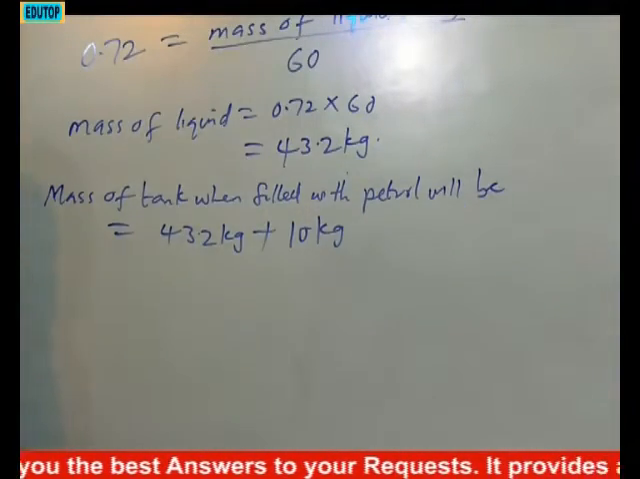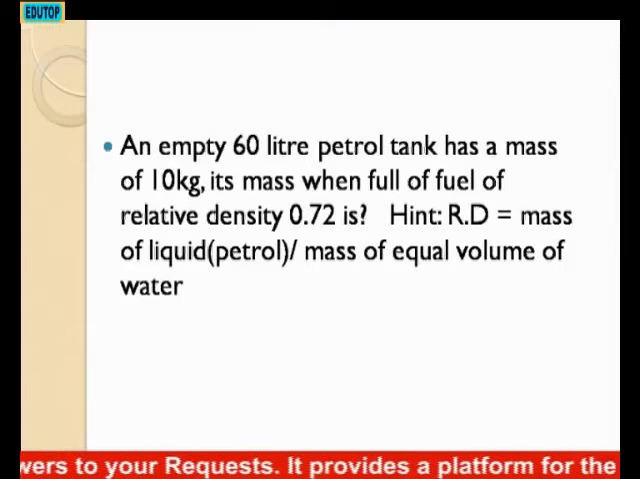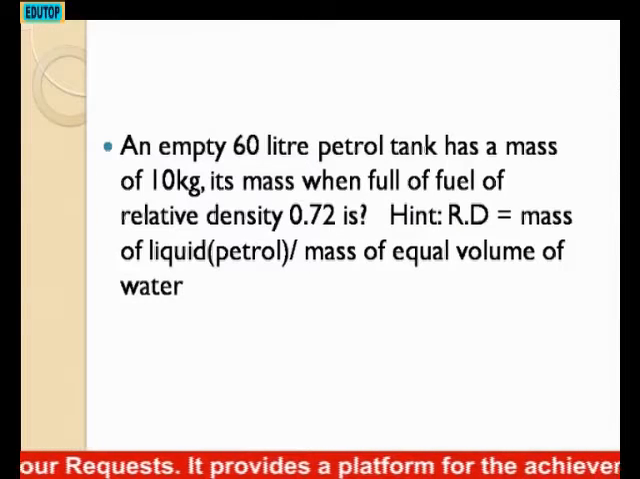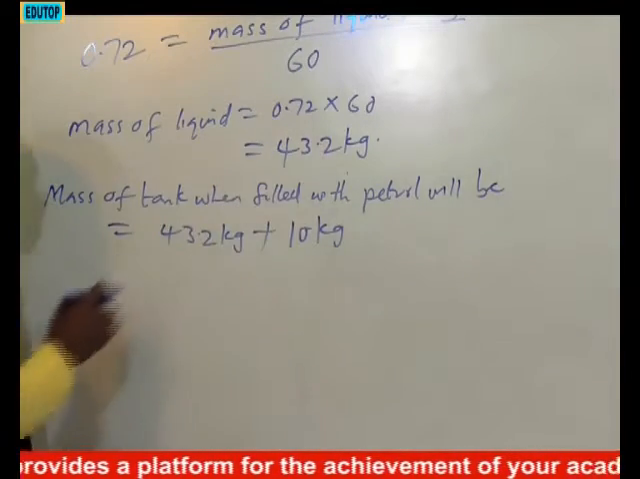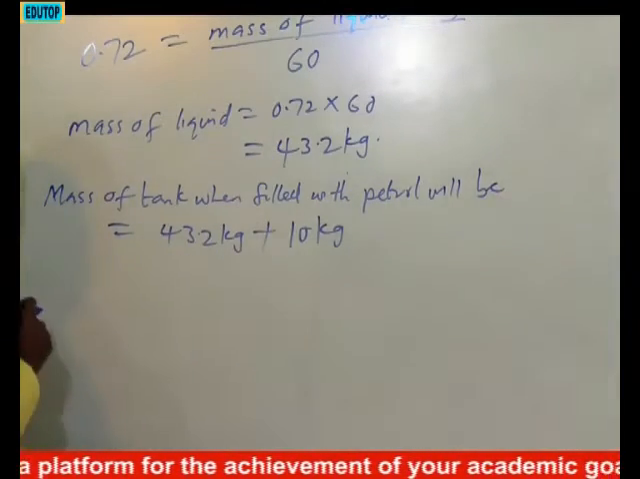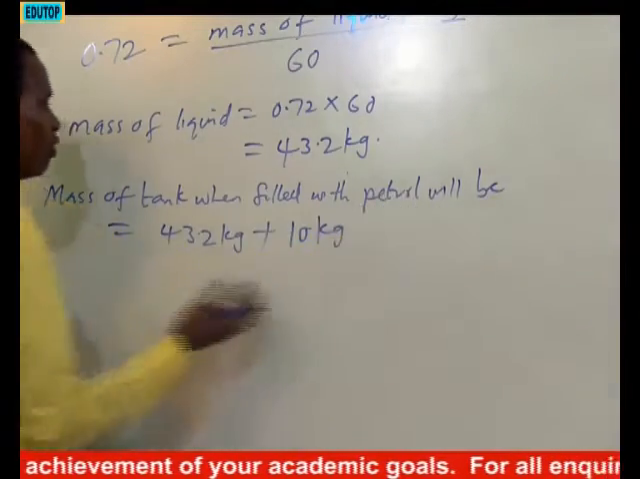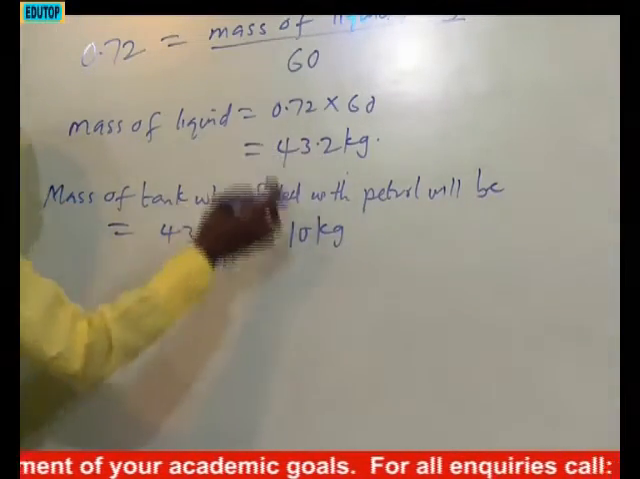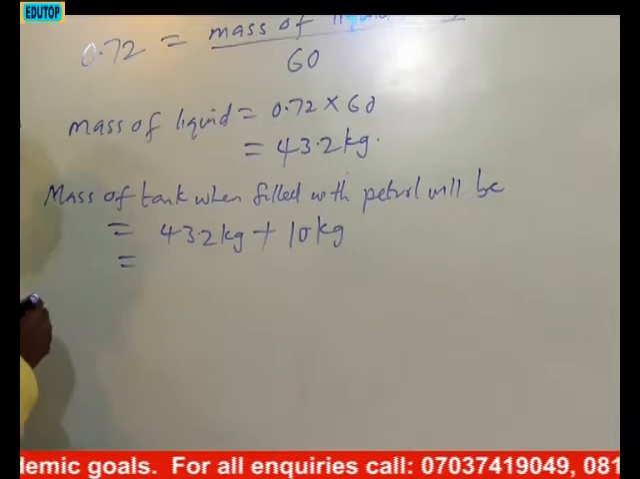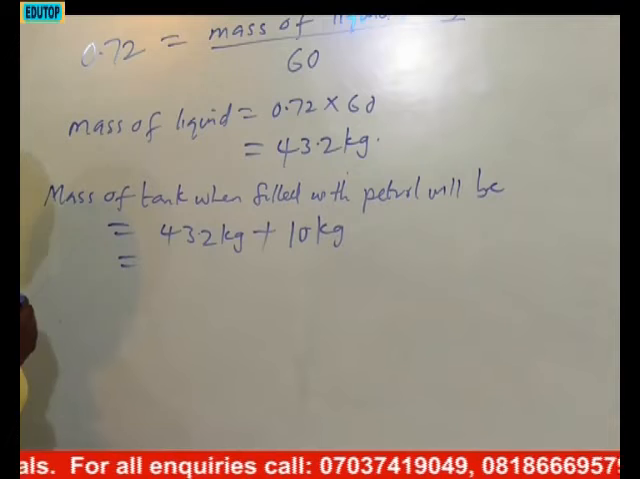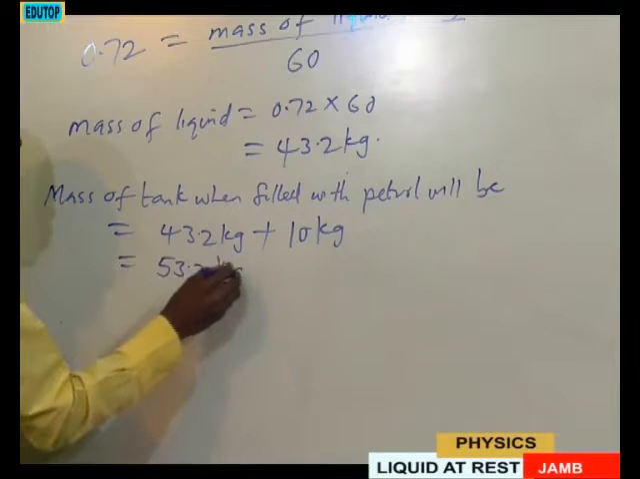The question says an empty 60-liter petrol tank has a mass of 10 kilogram. That is the mass of the tank. Then the liquid inside is this. So all together, it gives us the mass of the tank when filled with petrol. It will be the mass of the liquid together with the mass of the tank, and what we are going to have is 53.2 kilogram.